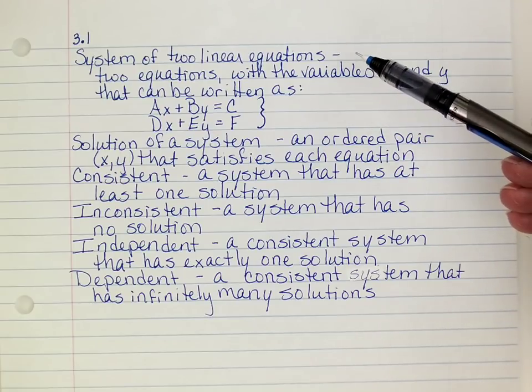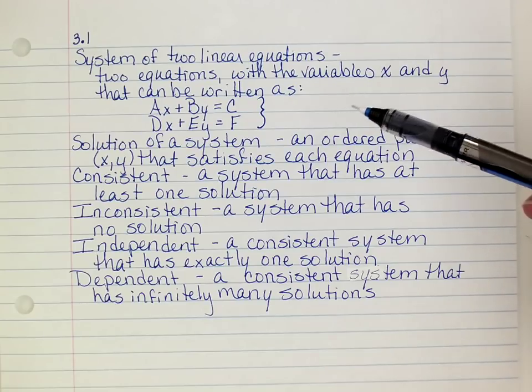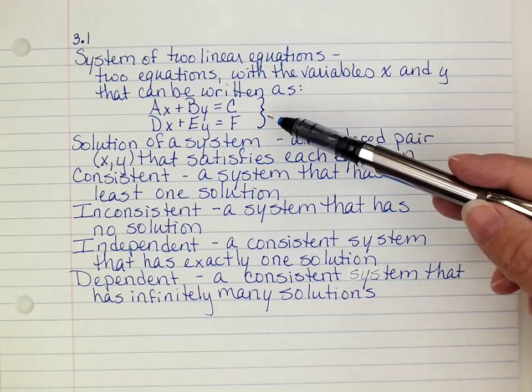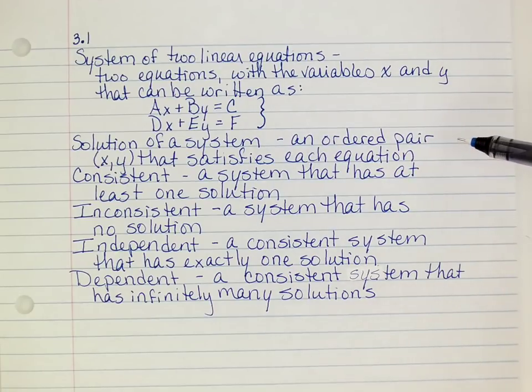So we're looking at systems of linear equations, which are two equations, could possibly be more, we will eventually get there, with variables x and y that can be written in a system set. This is the set notation bracket. The solution of a system is an ordered pair that satisfies each equation.